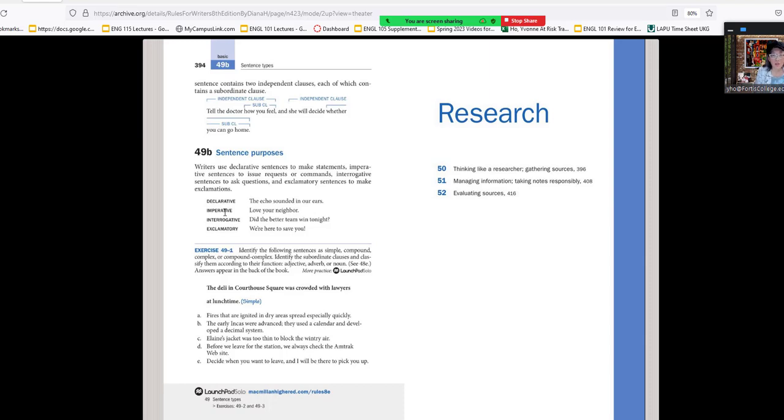Imperative. An imperative statement means that you're giving an order or request, and that the subject, you, is understood in the sentence because you're giving the viewer or the reader a direct order. Love thy neighbor. Interrogative sentence. An interrogative sentence asks a question. Did the better team win tonight? An exclamatory sentence is when you get all excited and you want to exclaim to the world how you feel, just like with an interjection. We're here to save you.